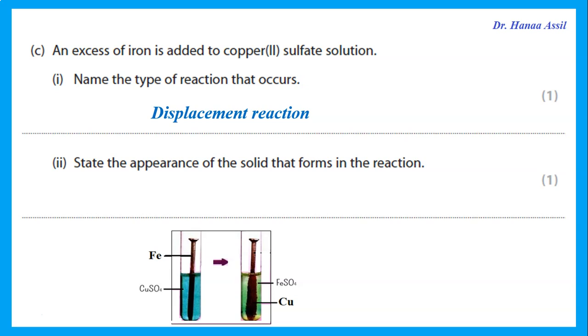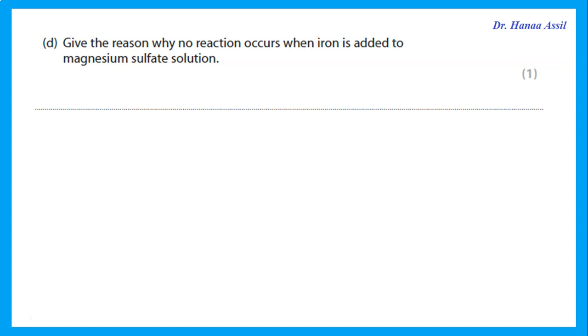State the appearance of the solid that forms. Well, what is forming is copper. What is the appearance of copper? You should remember that all metals are silvery gray in color, except copper, which is a reddish brown solid. So the reaction is forming copper. That means what we see is a reddish brown solid.